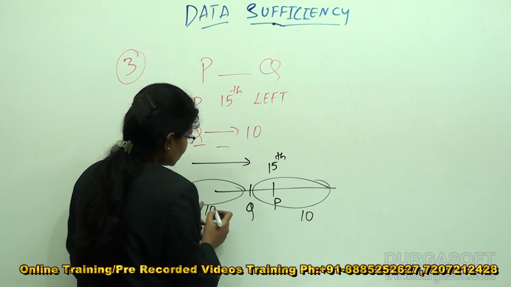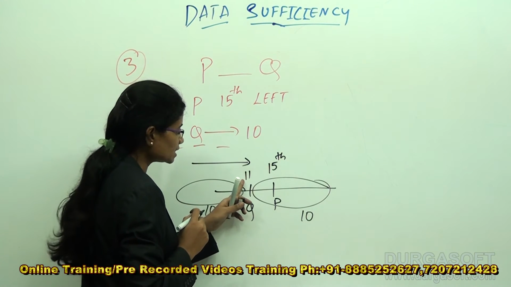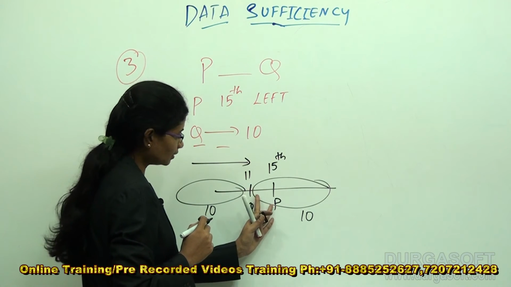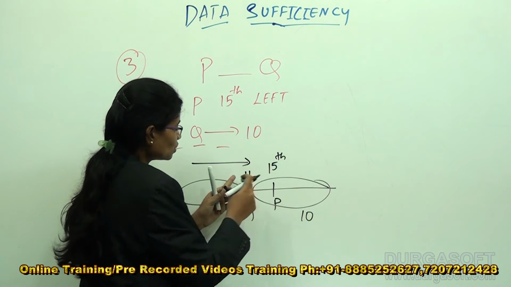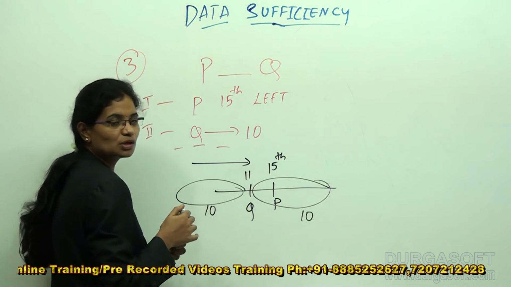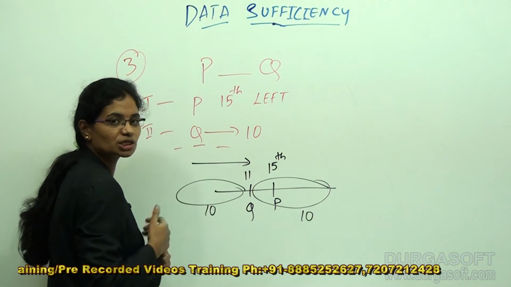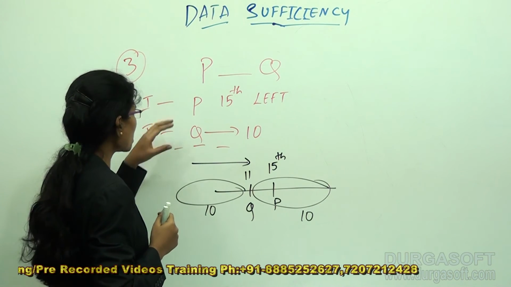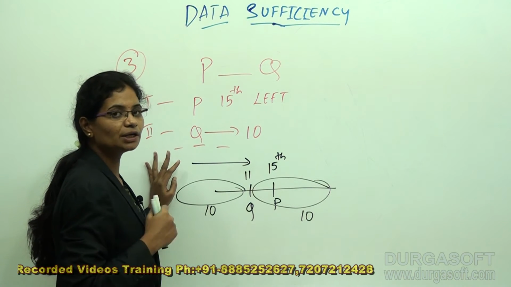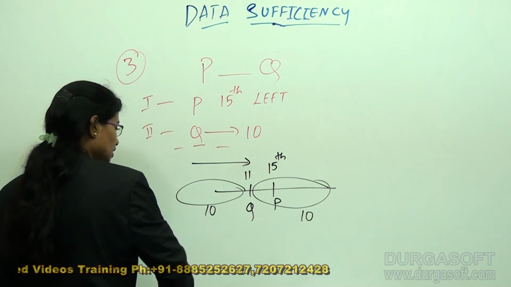As 10 children are here, Q's position will be 11th. Since P is given as 15th, there are 4 children sitting in the middle of P and Q. So from both statements 1 and 2, I got the conclusion that there are 4 children sitting between P and Q. I need statement 1, and at the same time I need statement 2. So both 1 and 2 are required to give an answer for this question. Let's move to the next question.